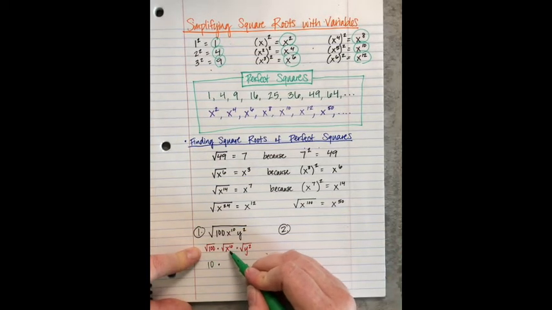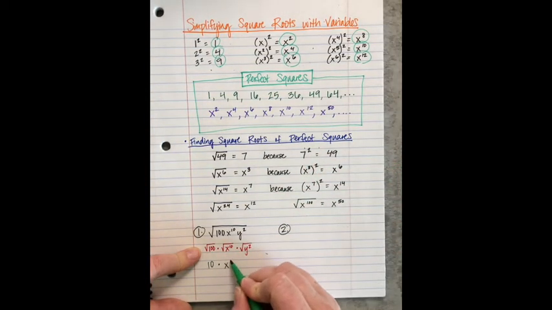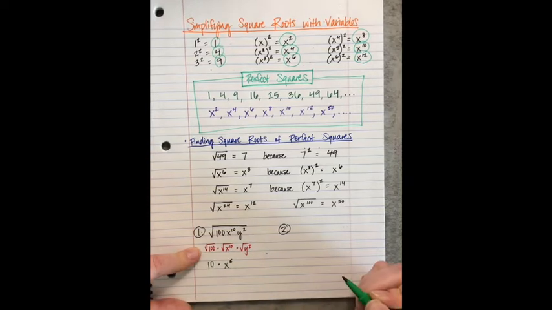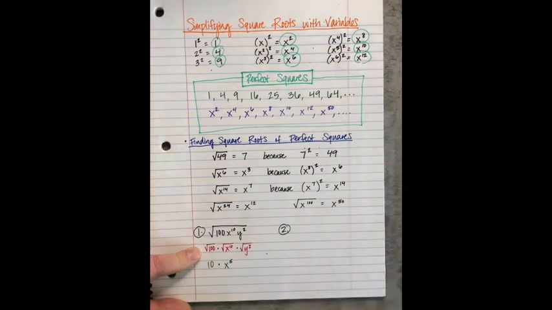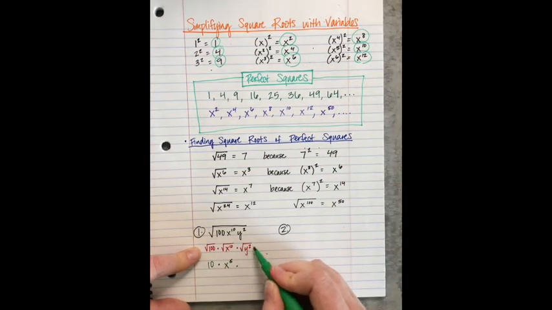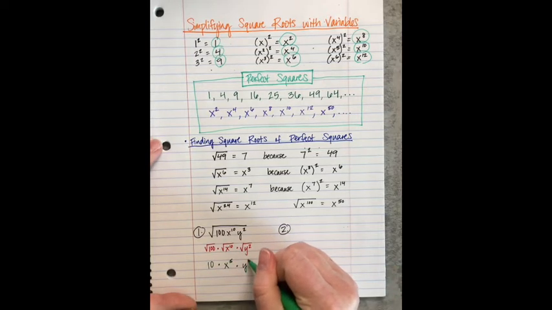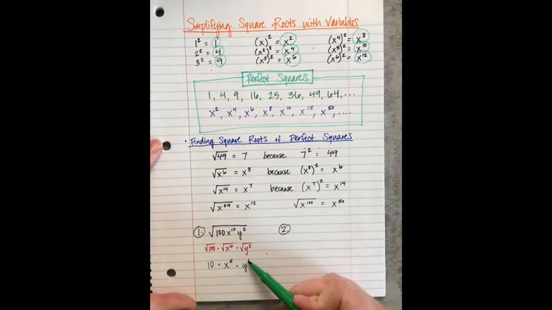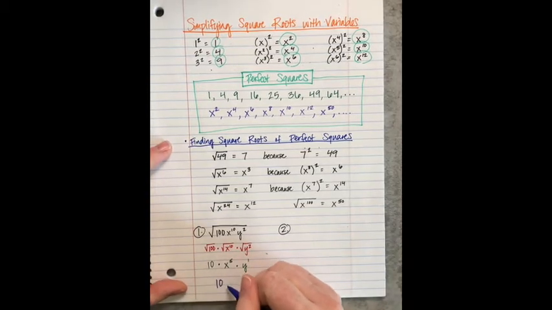Square root of x to the 10th, hopefully you remembered our practice right here, that would be x to the 5th. Okay, and you can also check it up here, x to the 5th to the 2nd power is x to the 10th. And then what's the square root of y squared? It'd be y to the 1st power. Do you need that little exponent of 1? No, not really. So when you write your final answer, you can shove all this together since it's multiplying, and you write your final answer as 10 x to the 5th y.